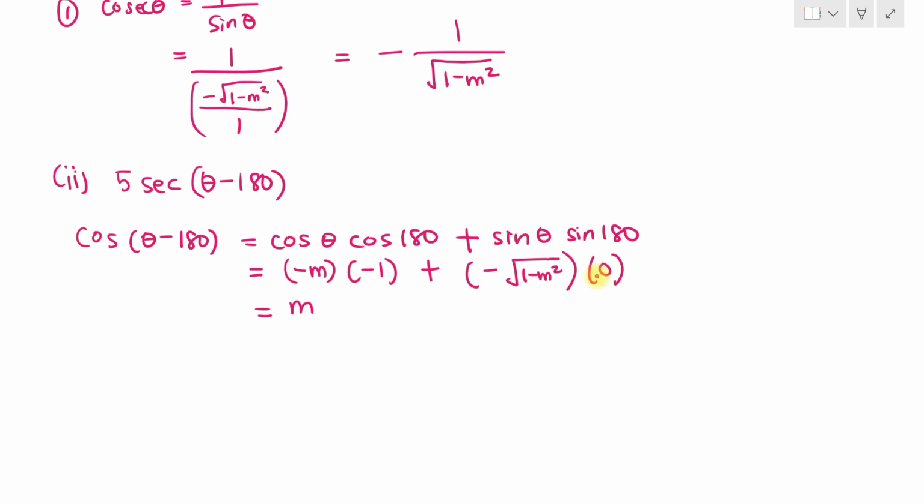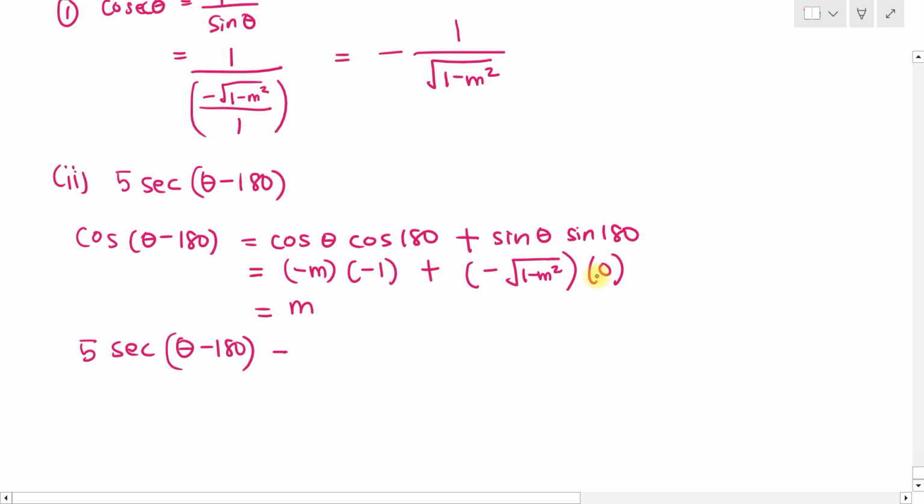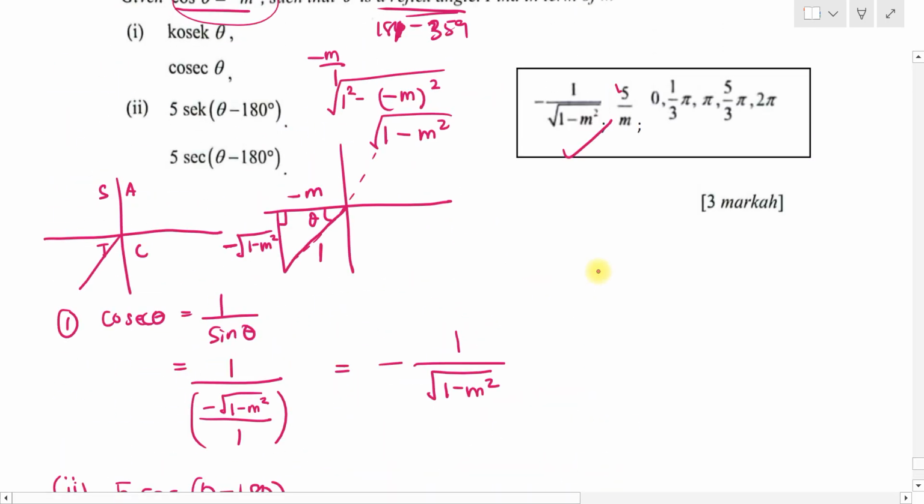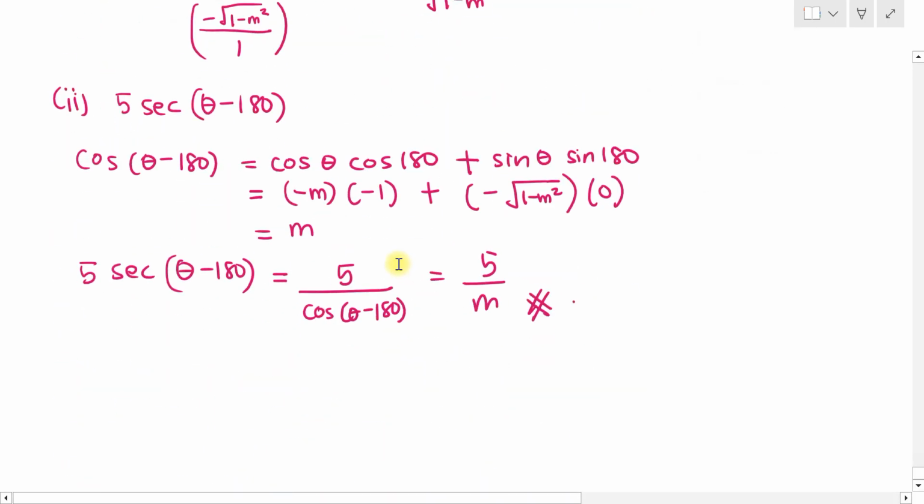But wait, it is not complete yet. Our question is 5 sec theta minus 180 is equal to 5 over cos theta minus 180. So 5 over cos theta minus 180, we already found the answer is m. So 5 over m. So we are getting this answer as well. Alright.